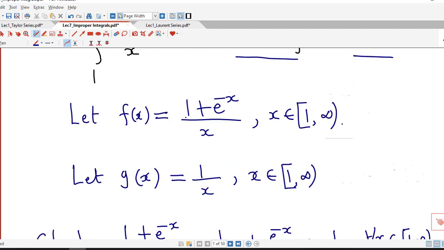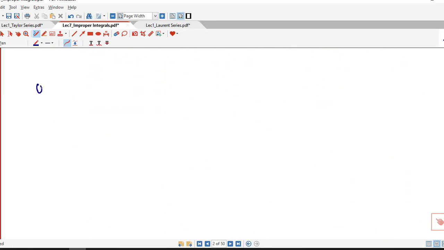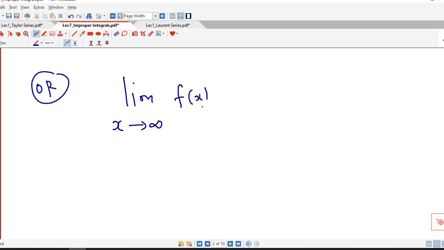Here if we wish we can apply the limit comparison test also. So if you are not comfortable with the direct comparison test, you can try this limit comparison test also.